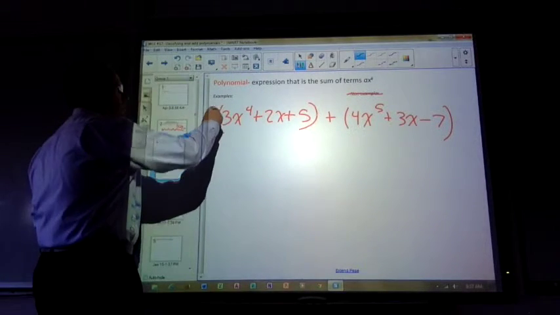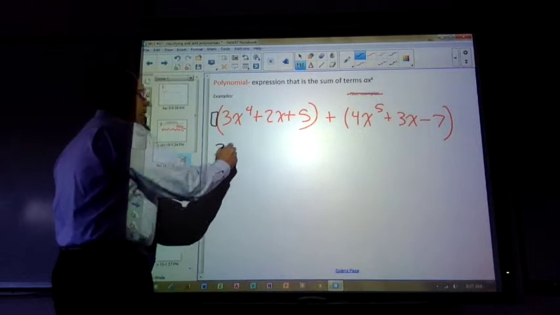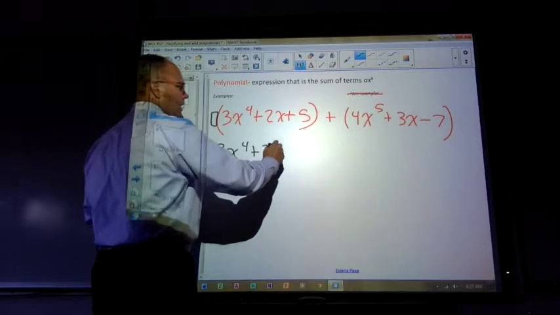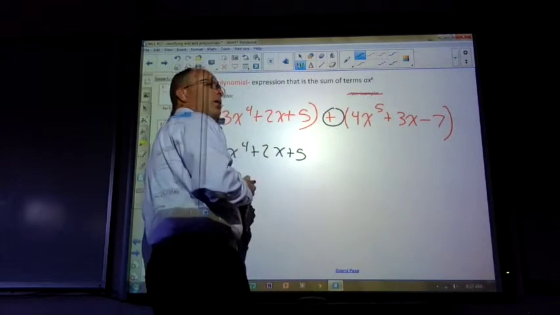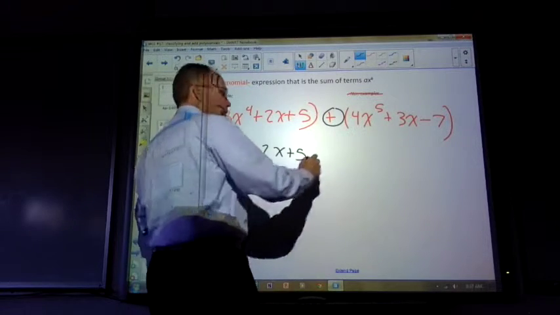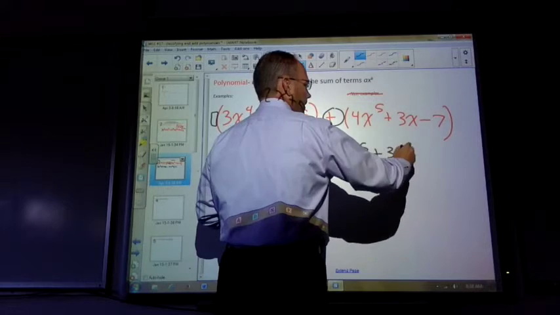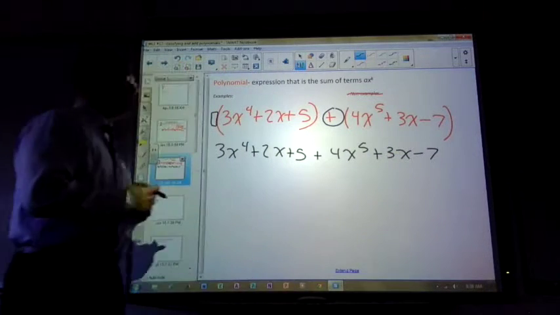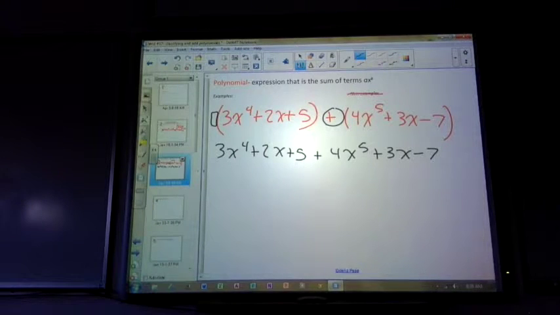So, a couple things. You look at these. Is there anything out front that I need to distribute over other than 1? No. So that means that I can just drop the parentheses without any problems. Is there anything that I could distribute over the parentheses here other than 1? No. Nope. Okay, so this is an example of a polynomial. So now I want to put it in descending order according to the exponents.